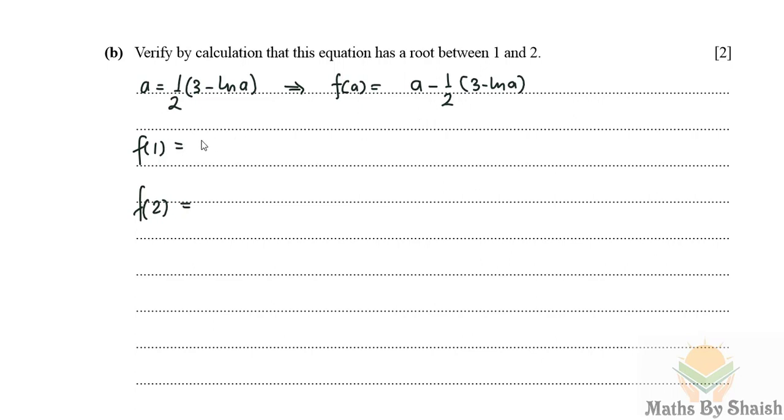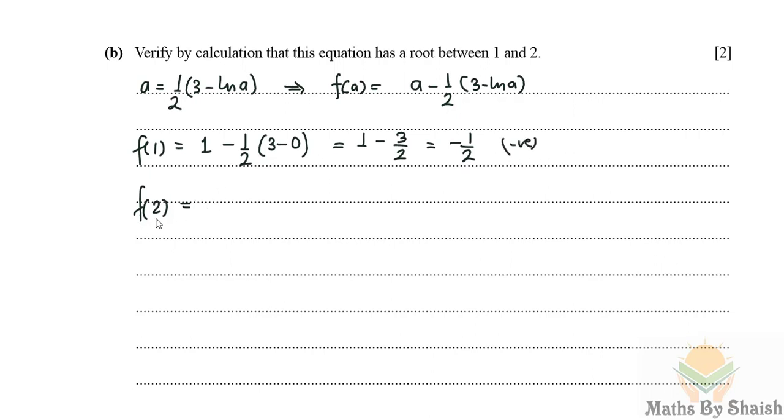So at 1, when a is 1, it is 1 minus 1 upon 2 times 3 minus ln 1, and ln 1 is always going to be 0. So it is 1 minus 3 by 2, which is 2 minus 3 over 2, so it is minus 1 by 2, a negative value.